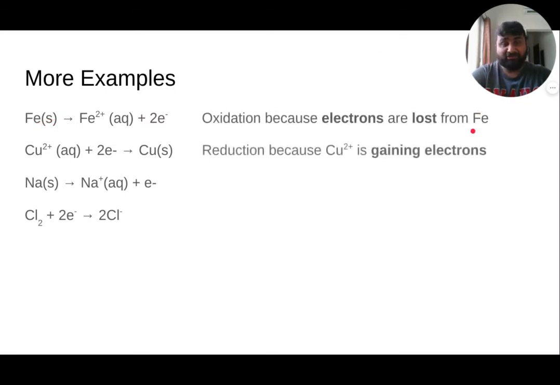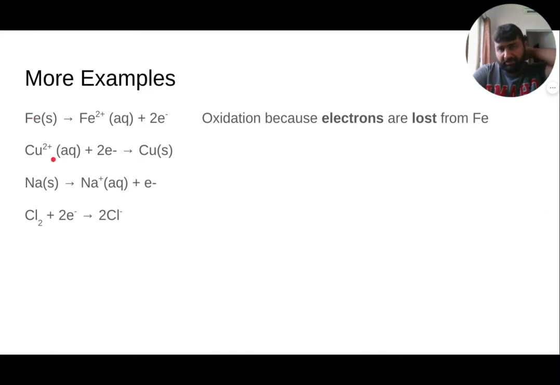You need to be very, very specific about the reasons now. You don't just say electrons are lost, you say from where electrons are lost. So everything is happening on the reactant. So iron is losing electrons, that's why we would say iron is oxidized. Next example, copper 2 plus gaining 2 electrons. How did I know? Because they are on the reactant side. Or you can see the charges decrease as well. So both logics apply, but we have to specifically talk about the electrons here.